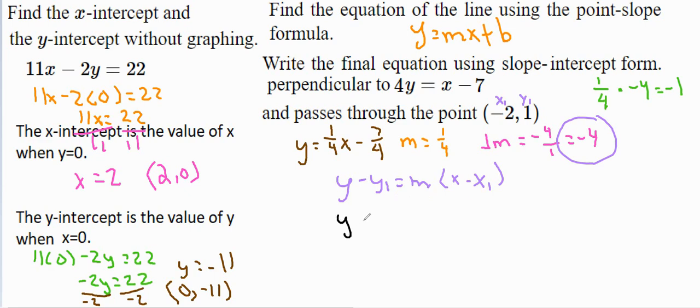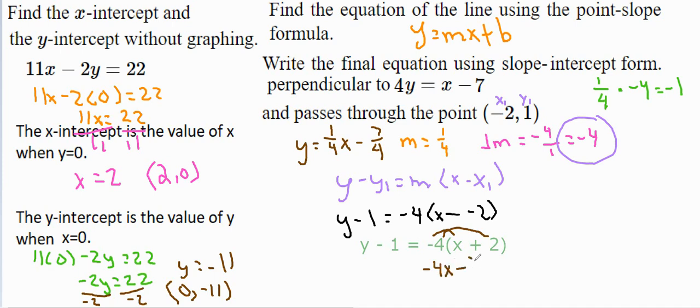And that's going to give us y minus my y sub 1, which is 1, my m equals negative 4, x is x, and my x sub 1 is a negative 2. So notice I have 2 negatives next to each other, so that's going to turn into a plus. So I'm going to type it in this time. And next I want to distribute the negative 4. So negative 4 times x is negative 4x, and negative 4 times a positive 2 is a negative 8. So we have y minus 1 equals negative 4x minus 8.